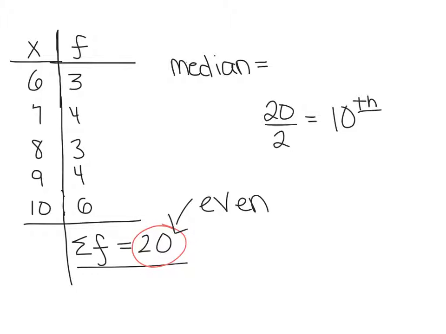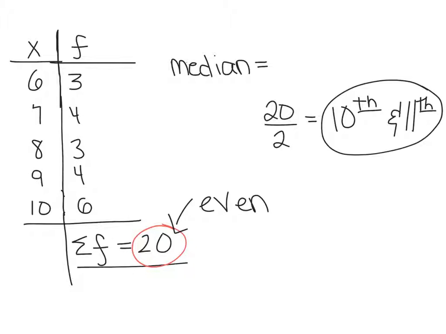Since this number is even, I'm going to add 1 to that number that we just got. So 10 plus 1 is 11. This tells me that the median, or the middle value, is the average of the values in the 10th position and the 11th position. So first I want to find the value in the 10th position.